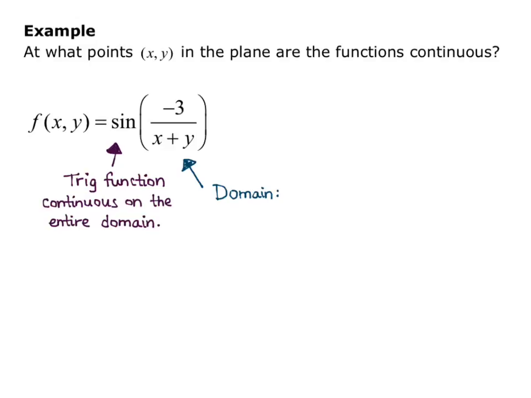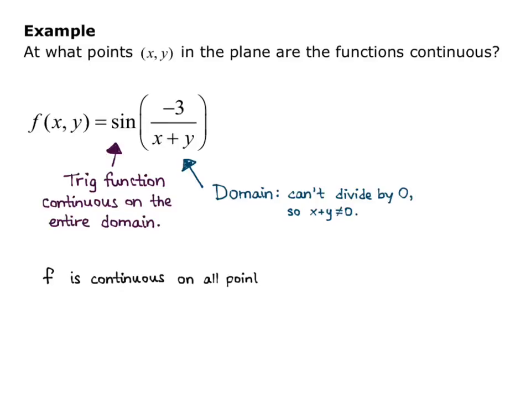So the domain we're going to get from what's plugged into the function. We know that we can't divide by 0, and so x plus y cannot equal 0. So that's our restriction, is x plus y cannot equal 0, but everywhere else our function should be continuous. And so we'll say f is continuous on all points other than x plus y equals 0.